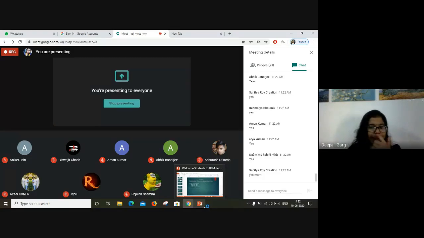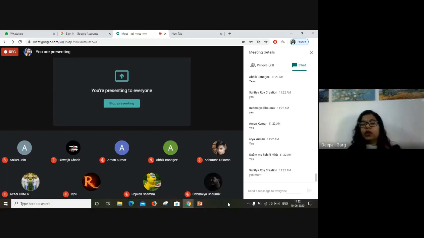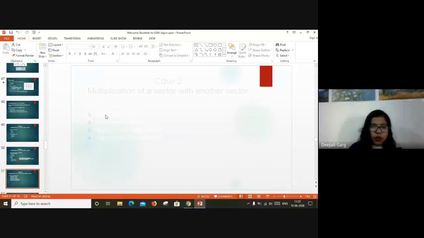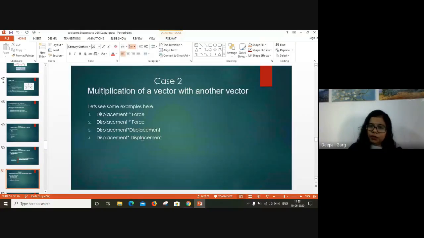So what is the criteria? How will you decide? How will you make a thumb rule? Again, I am repeating, multiplication between the same two vector quantities, that is displacement and force, is giving both a scalar quantity, that is work, and a vector quantity, that is torque. So this process is a little bit complicated. So displacement into force can be work also, and displacement into force can be torque also.